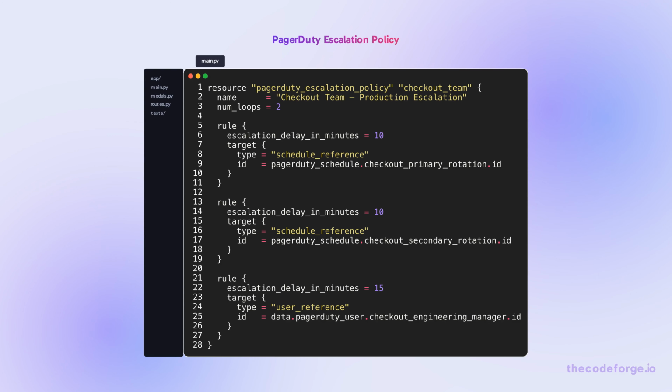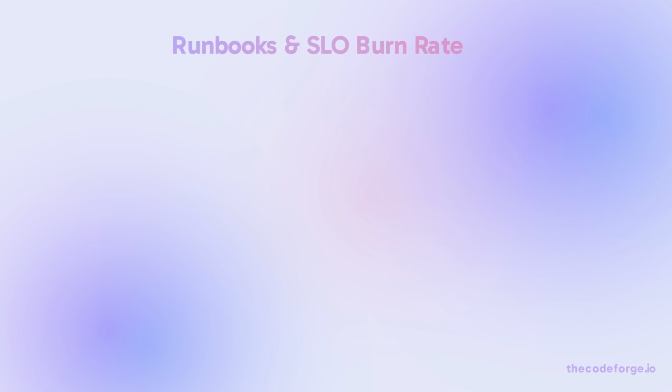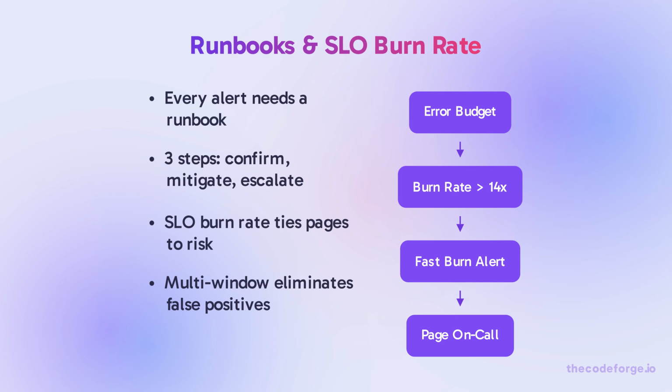This Terraform defines a 3-level escalation policy. Primary gets 10 minutes, then secondary, then the engineering manager. If secondary escalates more than once a week, your alert volume is too high. Runbooks should start with the first command to run, not architecture context.